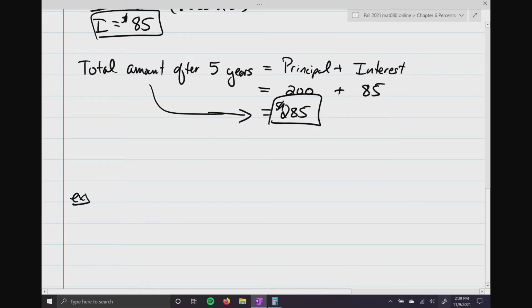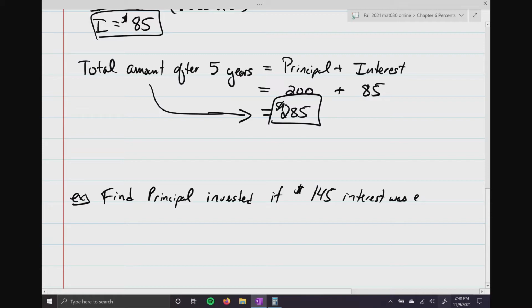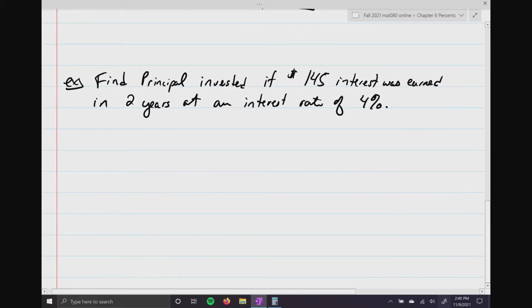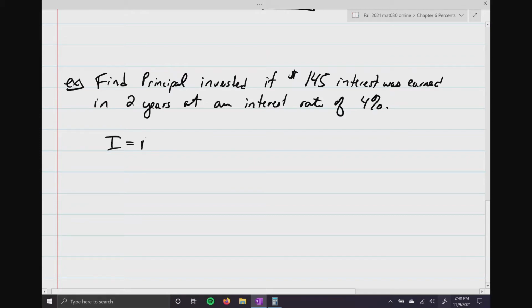So here's an example where we want to find the principal. So we don't know how much was invested. So find the principal invested if $145 interest was earned in 2 years at an interest rate of 4%. So here we still have this I equals PRT formula.